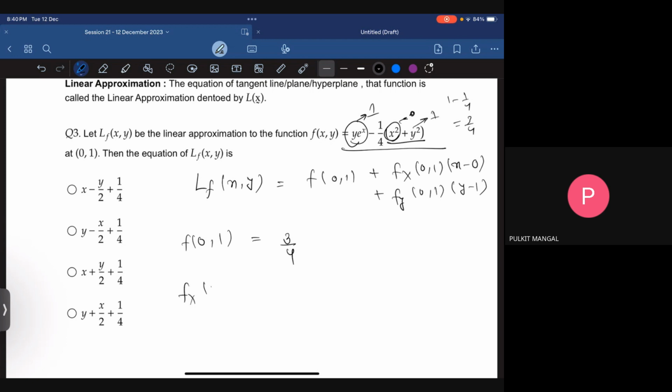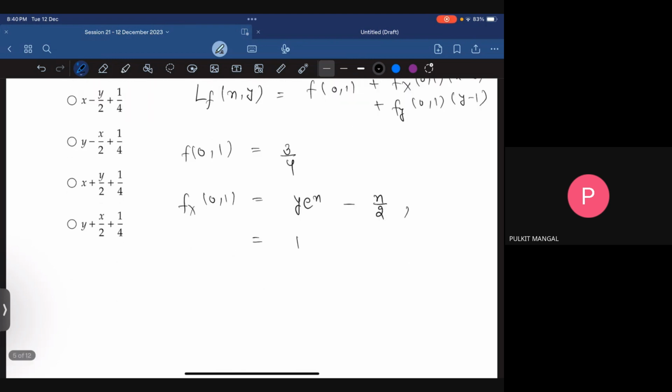So the partial derivative with respect to x at the point (0, 1). What would be the partial derivative with respect to x of the given function? I got, sir, y e^x - x/2. Okay, correct. And if we just put x = 0 and y = 1, I will get 1, because x = 0 makes x/2 equal to 0, and the remaining expression is 1.